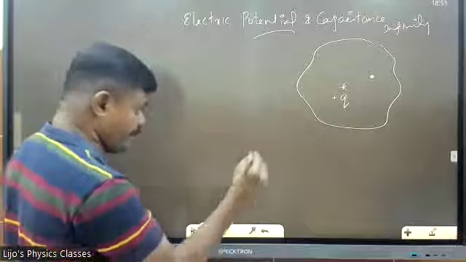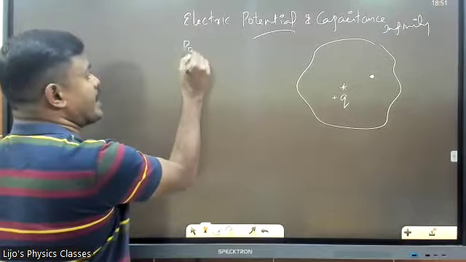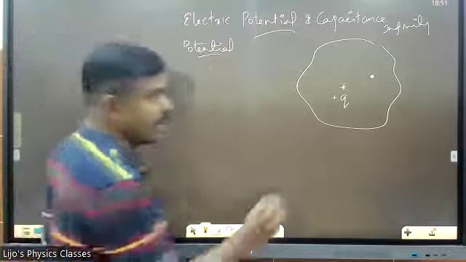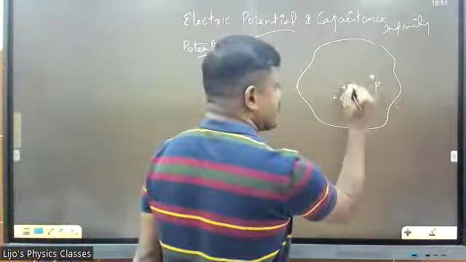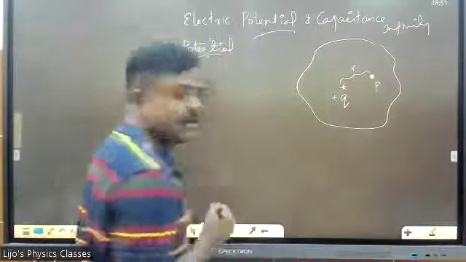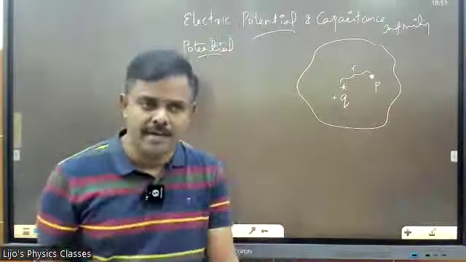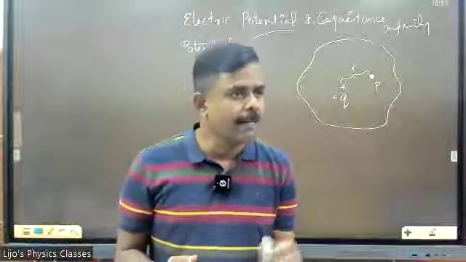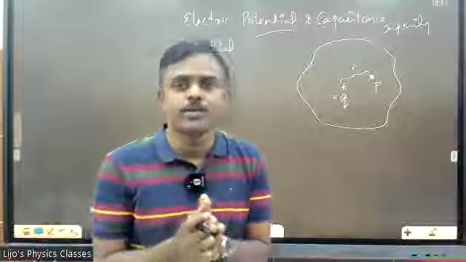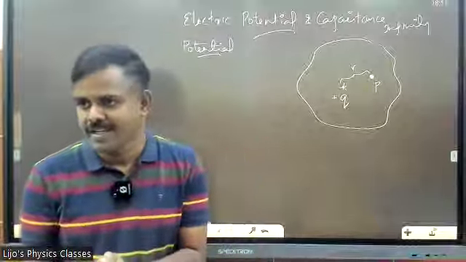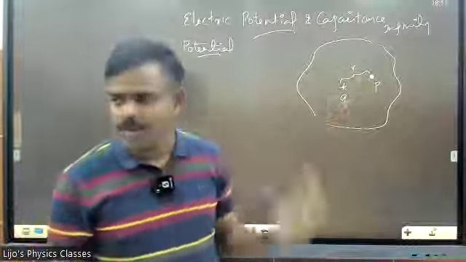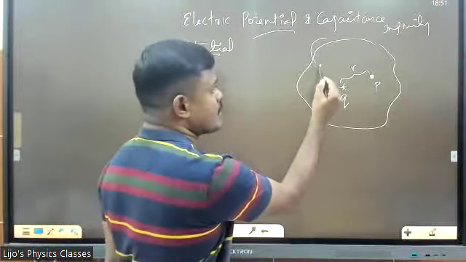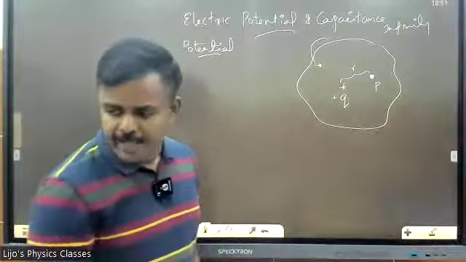Now we're going to find something called electric potential. Electric potential means what? For example, electric potential at this point, at a distance r. It is the work done. Work done for what? Bringing what? +1 coulomb, from where? Infinity, up to where? Up to the concerned point. Potential at this point is the work done to bring a +1 coulomb from infinity up to that point.